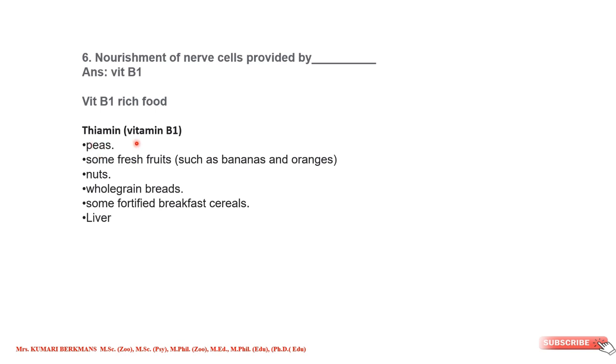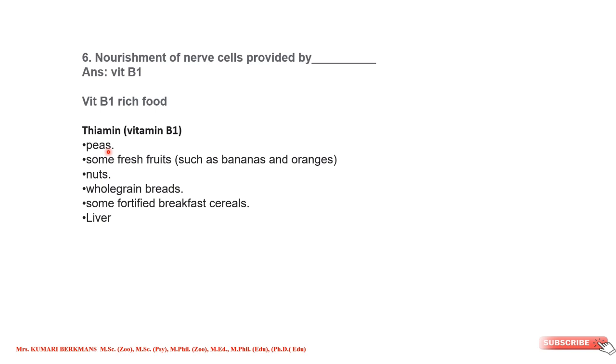Another name for vitamin B1 is thiamine. Keep it in mind. It is found in peas, some fresh fruits such as bananas and oranges, nuts, whole grain breads, some fortified breakfast cereals, and also in liver. If you take one banana every day, that meets your vitamin B1 requirement. Oranges we get only seasonally, but bananas we get every season, so we can take them, as well as whole grains and peas.